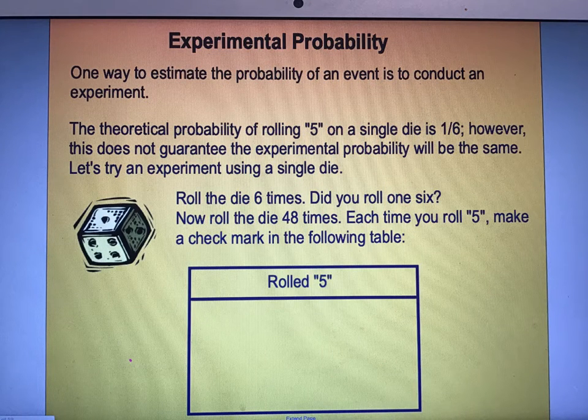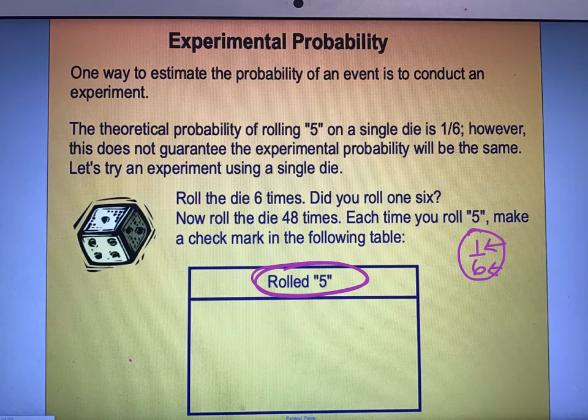Okay, now we're going to actually do an experiment, and we're going to see how experimental probability is different than theoretical probability. We're going to look at the chances of rolling a 5. Okay, so in theory, we know we should roll a 5 how many times? Raise your hand. Hopefully you guys said you should roll a 5 1 out of 6 times. Why? There's 6 numbers on a dice and there's only one of them as a 5. So it should happen 1 out of 6.